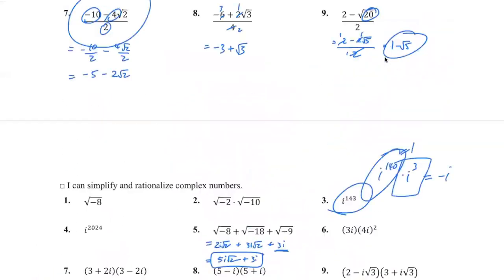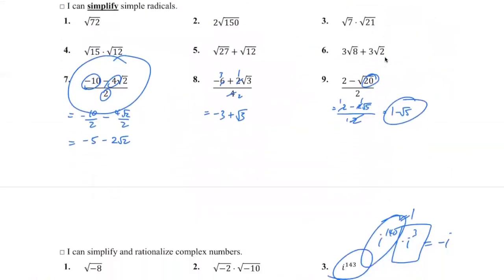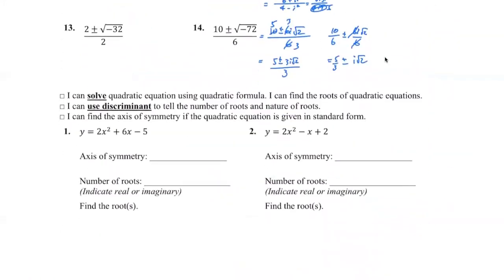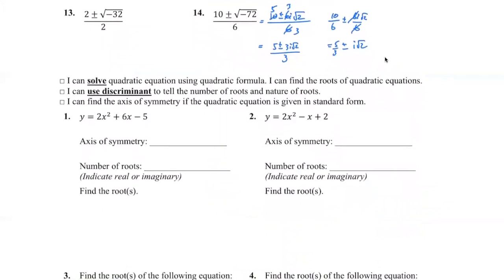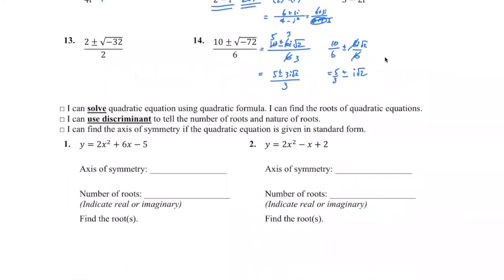So that's really what I want to talk about with the radicals and complex numbers. Next, it's about discriminant, standard form. All kinds of stuff there. All right, so stick around.